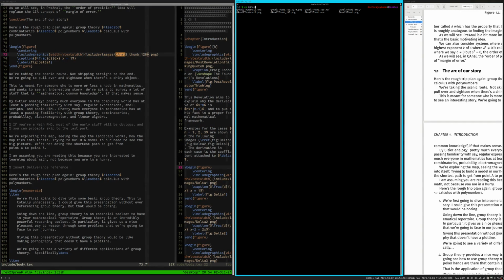Okay. Three from 1280. CPQ. 3 thumb 69. SRC Rev 023. Include images. QAnal 3 thumb 1280.png.